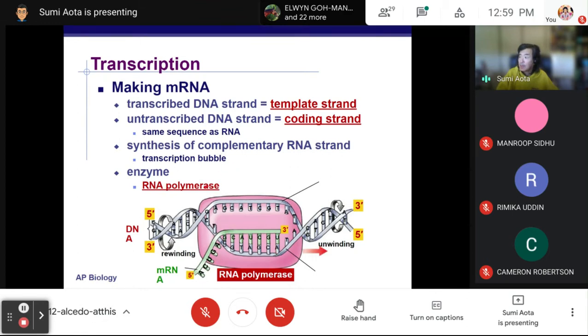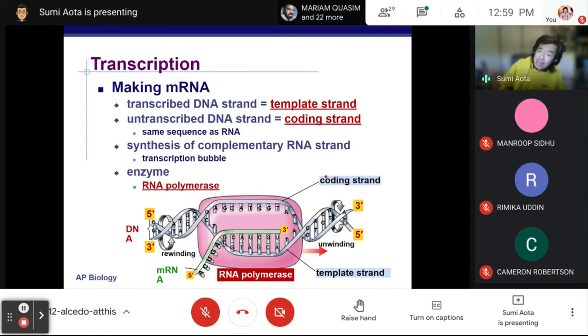The structure that is currently unwinding and making the complementary strand is called a transcription bubble. And the enzyme that does the transcribing is RNA polymerase. So this is the template strand, and here's the coding strand. Because this is a polymerase, like all polymerases, RNA polymerase builds the new RNA strand 5' to 3'.